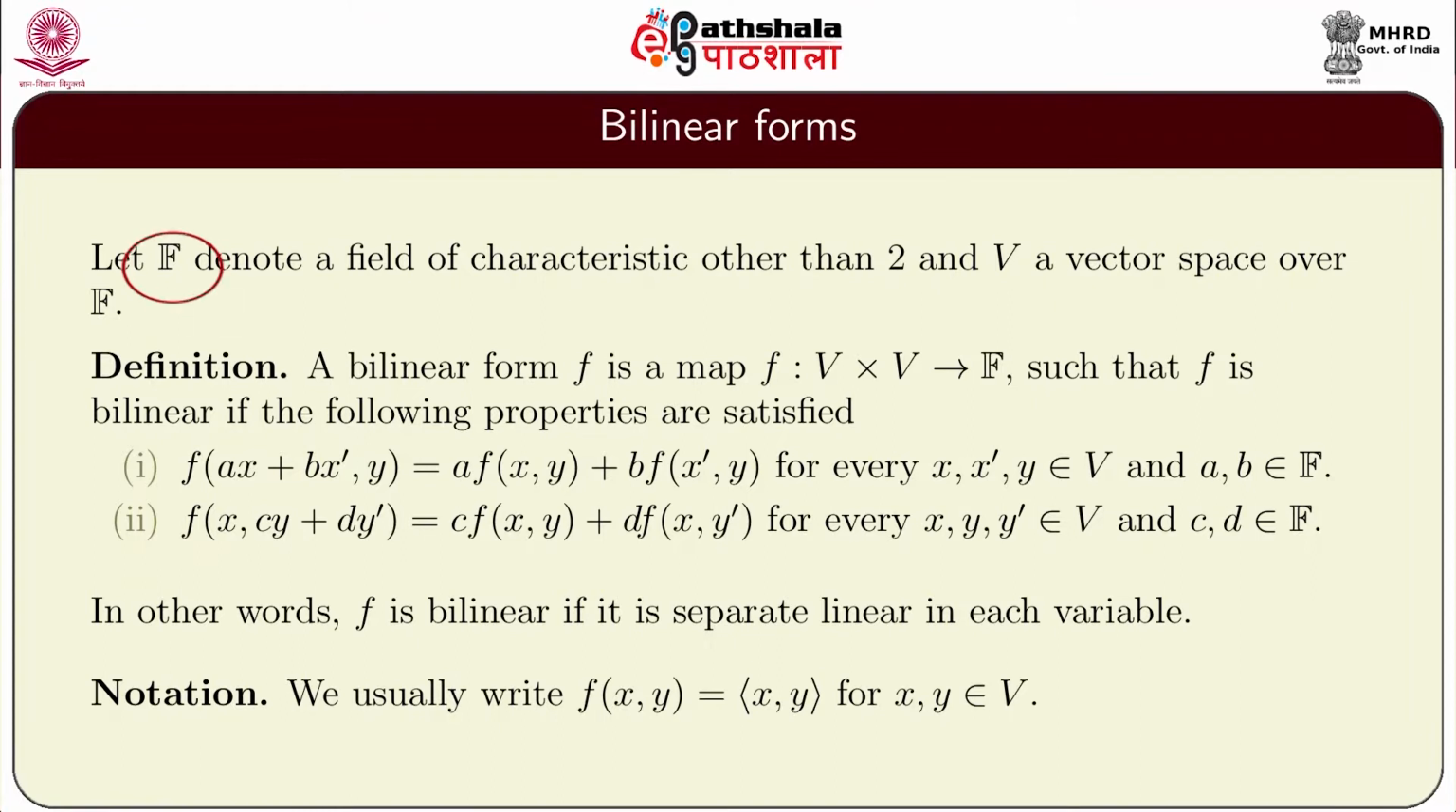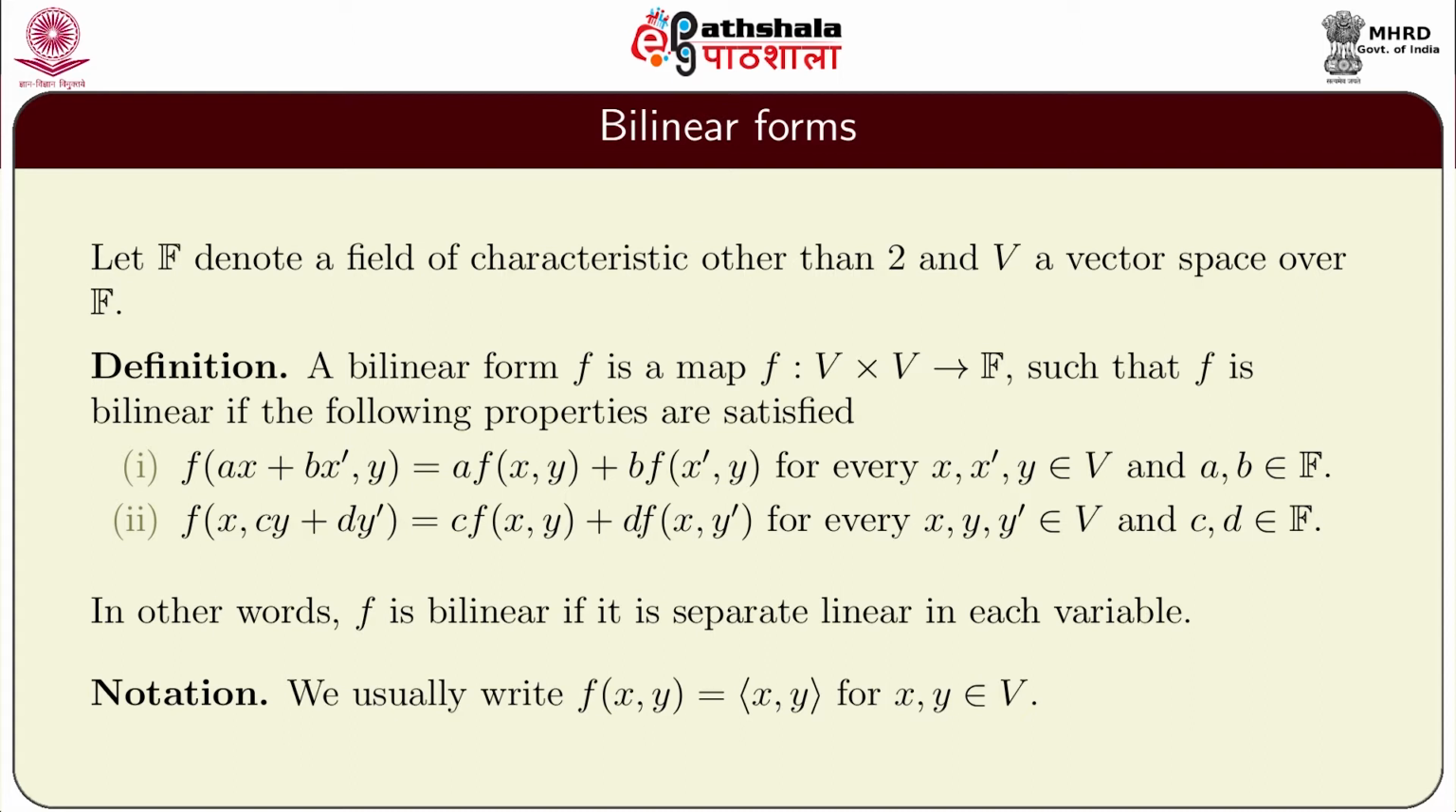Let F denote a field of characteristic other than 2 and V a vector space over F. When we say that characteristic is not 2, that means 1 and minus 1 are different. We will see that this will be needed when we talk about bilinear forms and symmetric bilinear forms.